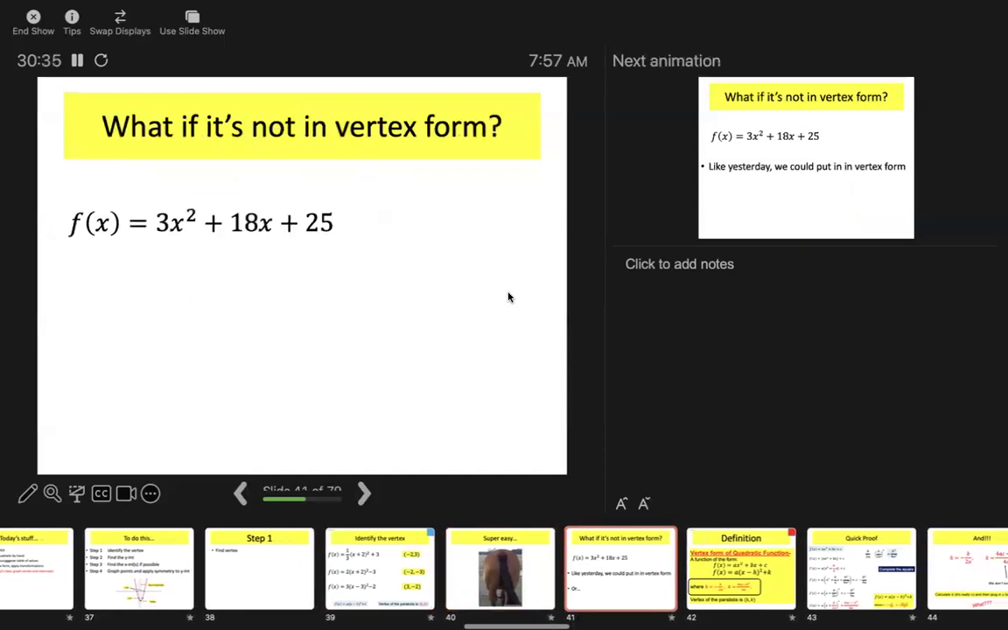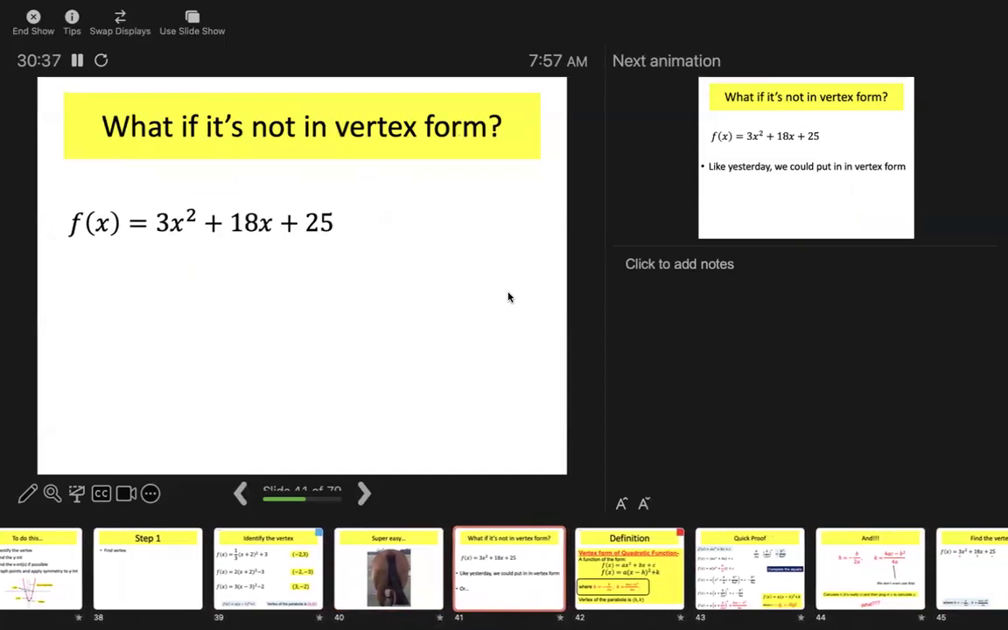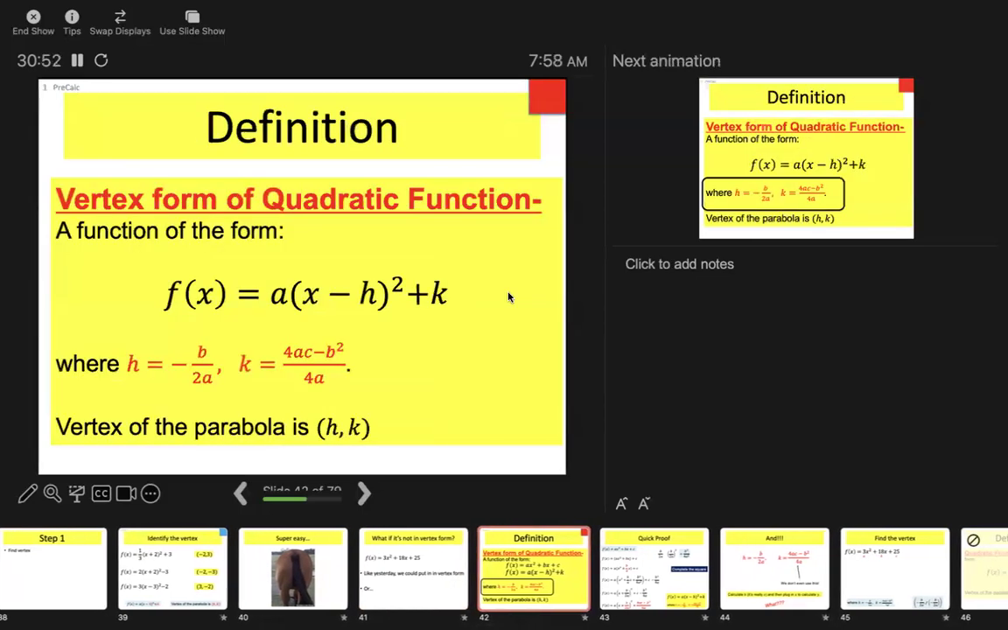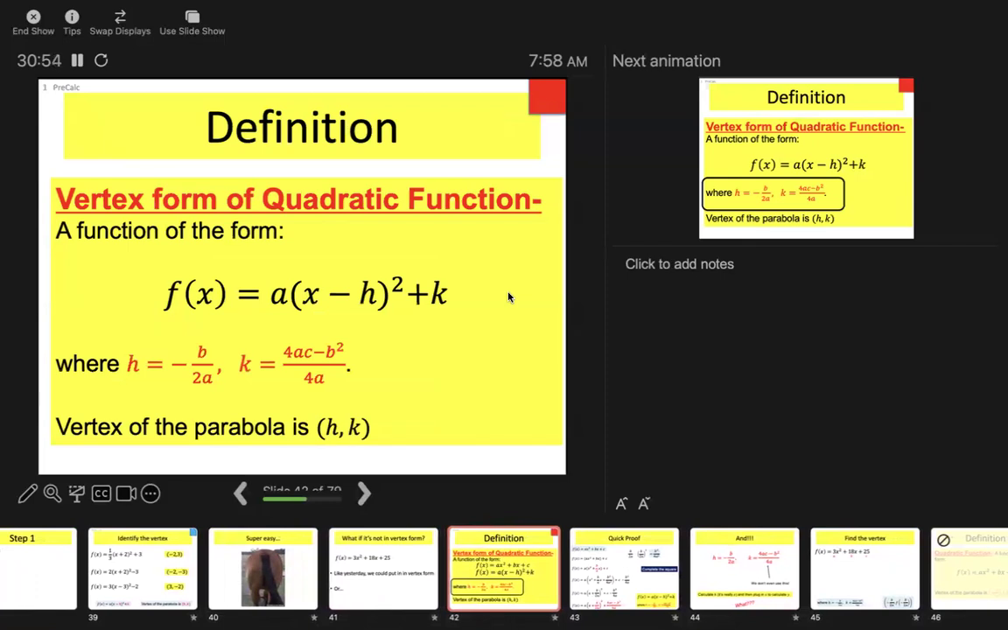There's always a but. The but here is, what if it's not in vertex form? Then we have to complete the square, put it in vertex form. This is the one that we just did, right? So I'll just flip through this real quick. So just like yesterday, if it's in standard form, you got to put it in vertex form. Or we had this formula right here.